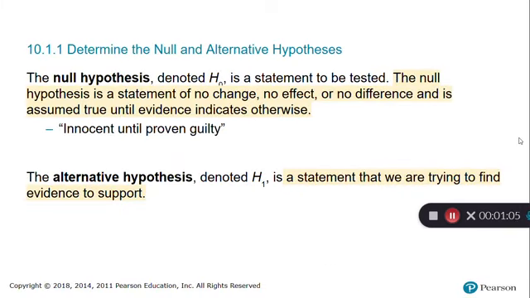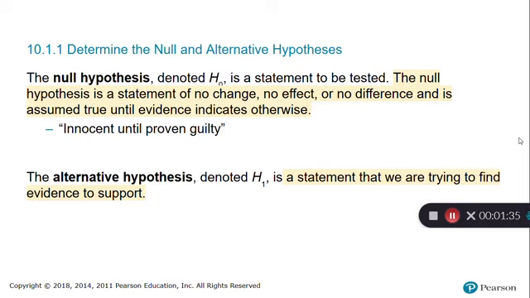So let's define the null hypothesis and the alternative hypothesis. The null hypothesis, denoted H sub 0 or H naught, is what we call it. The little zero is cut off by my highlighting there, but that's a zero. It's a statement to be tested. The null hypothesis is a statement of no change, no effect, or no difference, and is assumed true until evidence indicates otherwise. A good way to remember this is we're innocent until proven guilty.